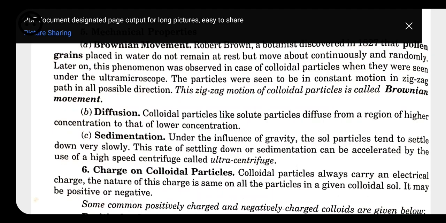Here the solution is rotated at very high speed, and because of the high speed rotation, the particles which have more weight simply settle down at the bottom, and the substances which have less weight come above, over the surface. Okay, that is called centrifugation, and here the particles can be separated by the process of centrifugation.